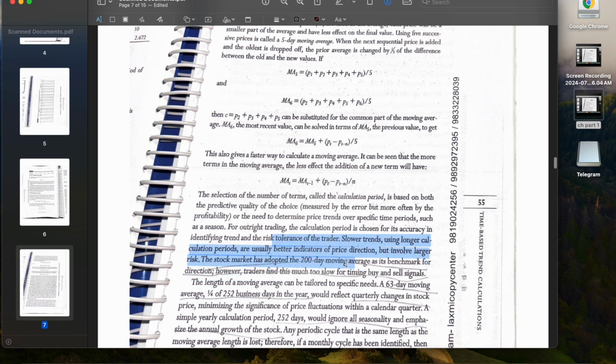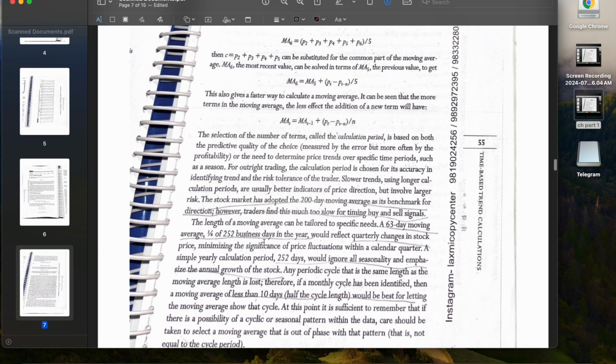And when you talk about the 200-day moving average, we know that it is used as a bias. For example, if a stock is trading above the 200-day moving average, then we can assume that it is uptrending. But if the same stock is trading below the 200-day moving average, then we can assume that it is downtrending.